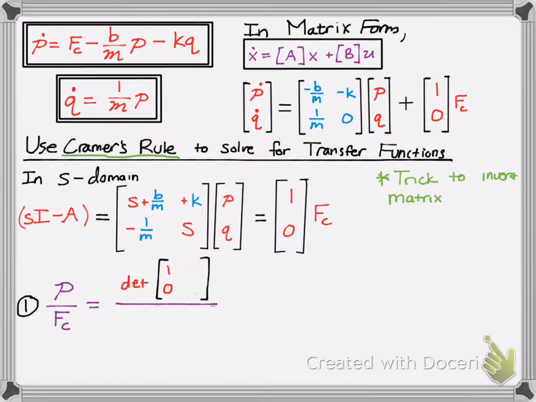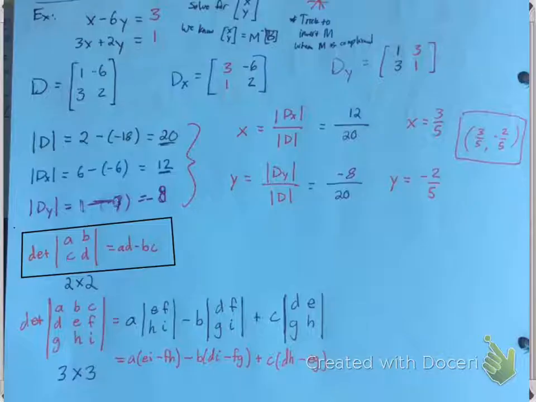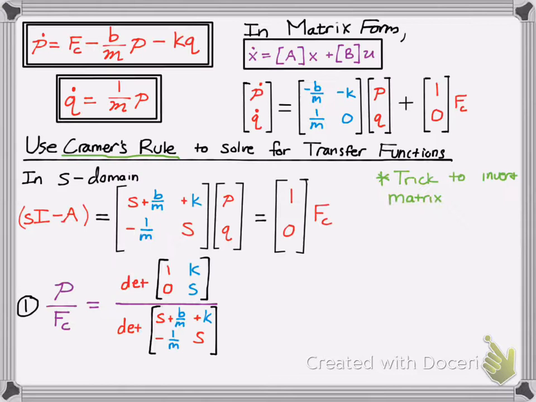Now we leave the second part alone. It's going to be the same, S and K. The bottom is just going to be the determinant of SI minus A, just the matrix we have right above that. So we leave that, and we do the determinant, which can be found using this formula, AD minus BC, the shortcut for calculating the determinant of a 2 by 2 matrix.